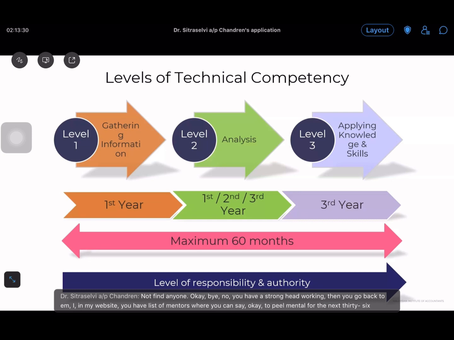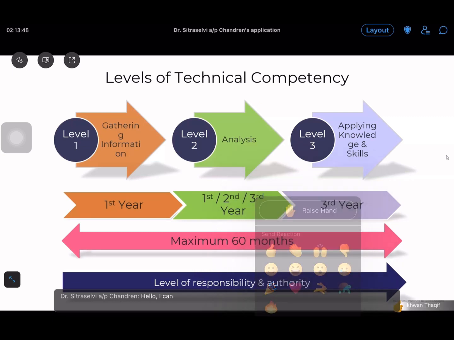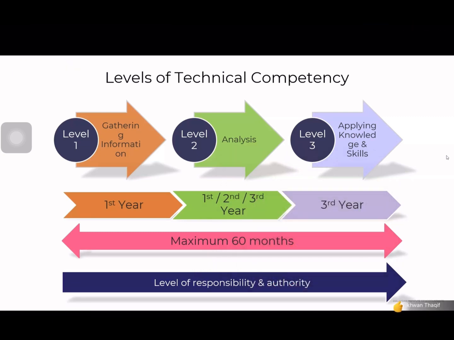Another question some students ask me: doctor, I worked in this company for 1 year, then I got another company I want to go to, because you must be in accounting, tax, or auditing. Can you hear me? Hello? I'll continue.